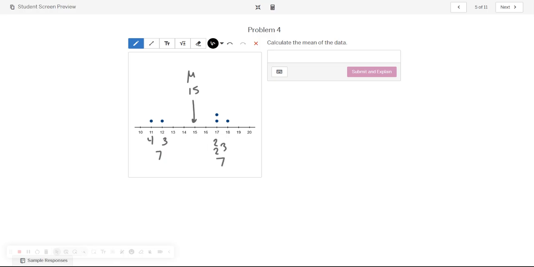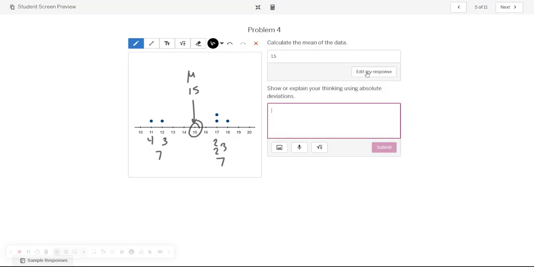And so my random first guess was 15, I just picked some random number in the middle. So 15, submit and explain. There are 7 on each side. It is balanced at that point.